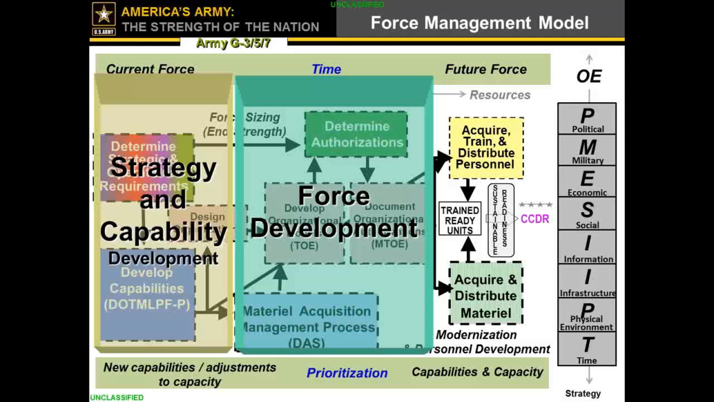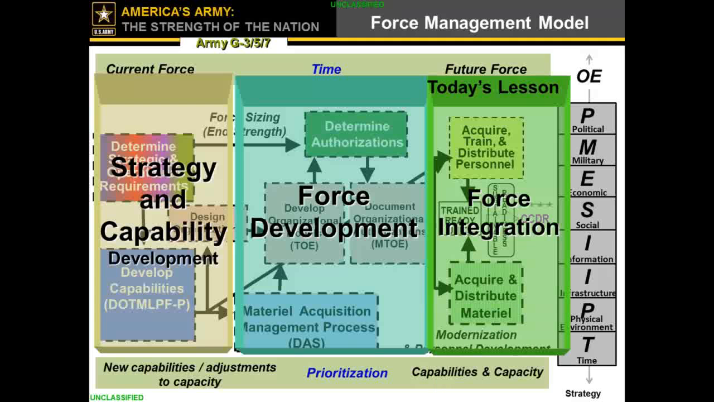So everybody should be familiar with this slide. Now, hopefully the students at this point in F105 are also familiar with the slide. It's just the easier to use force management model, highlighting it in 3 different groups: the strategy and capability in F101, F102, force development, 103 alpha, 103 bravo, 104, and then it gets to our class, so for 105, force integration, covering the acquire, train, and distribute of personnel and material into the SRP process to provide trained and ready units for COCOM commanders.